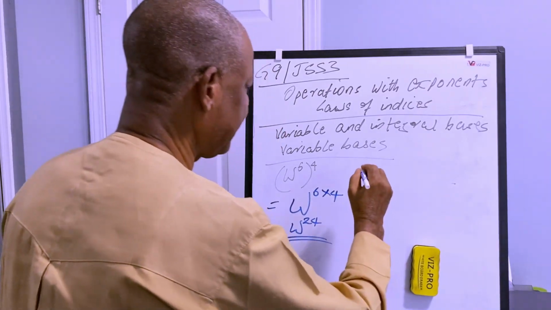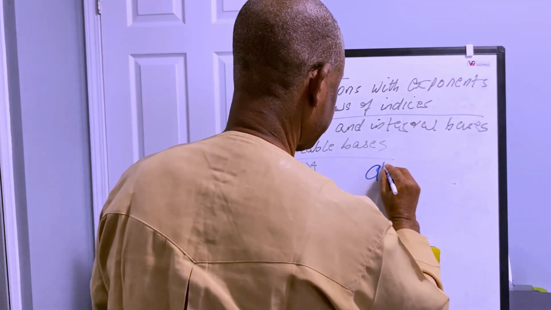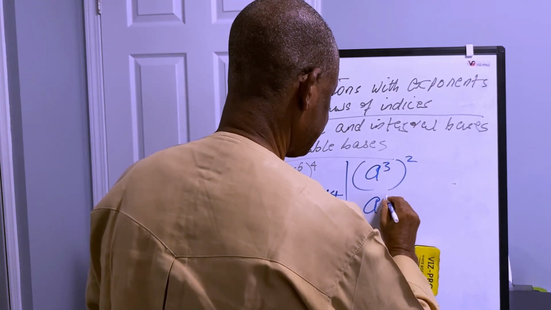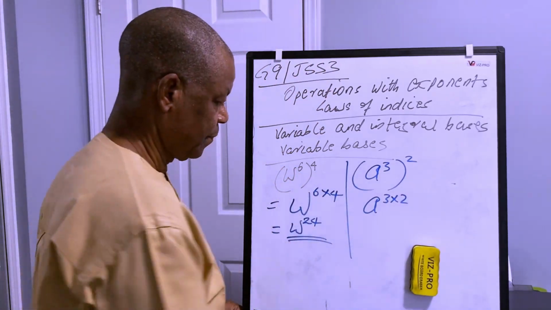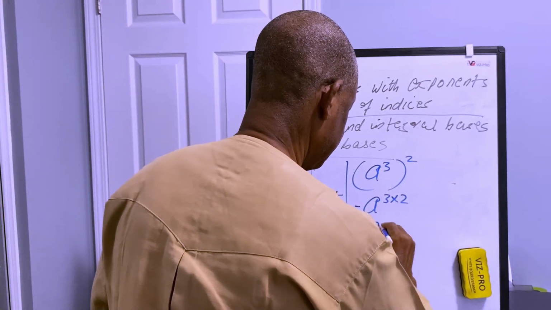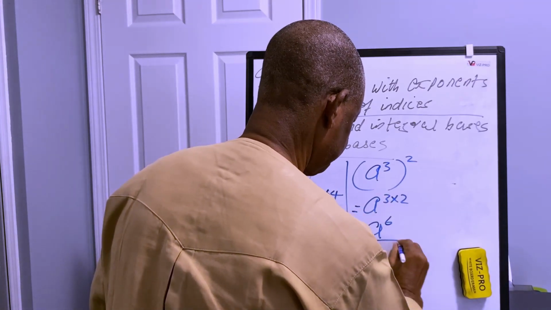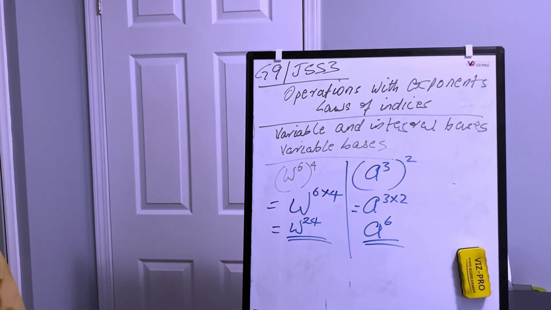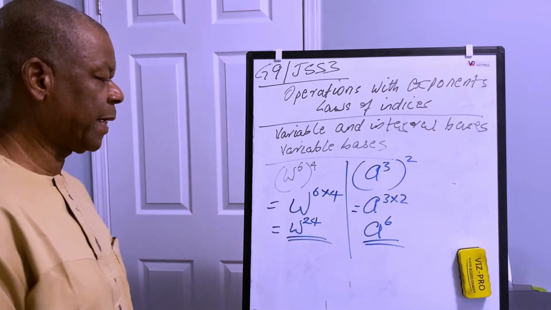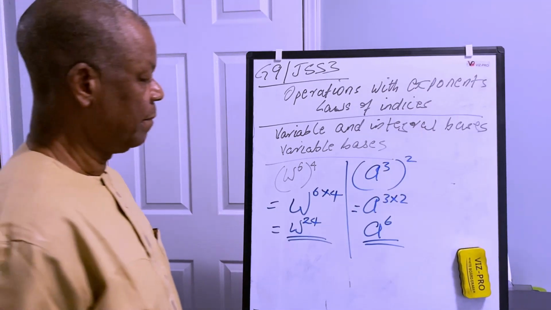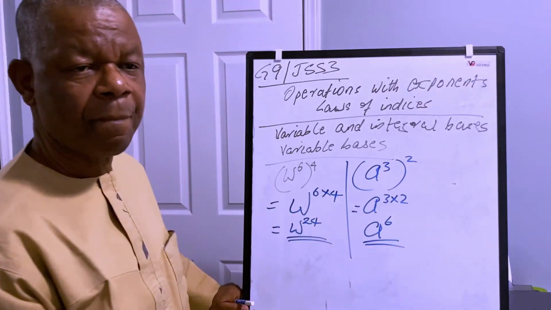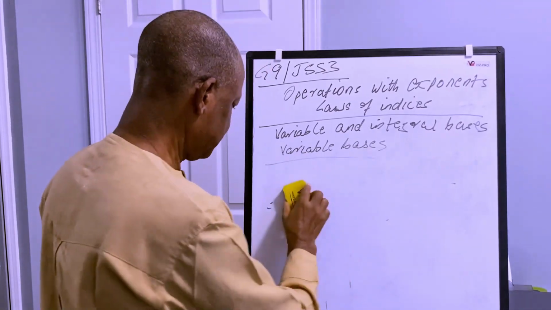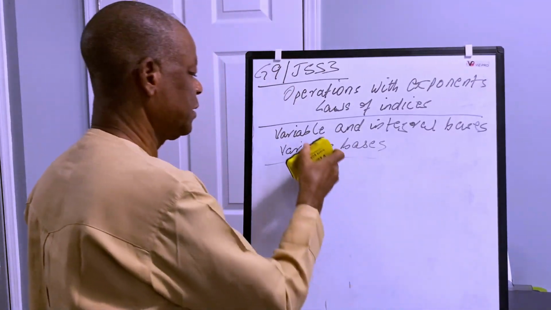We can be given A raised to power 3, all raised to power 2. That is A raised to power 3 times 2, resulting to A raised to power 6. That is the law of power. We multiply the powers. That is for variable basis. What about integral basis under this very law?